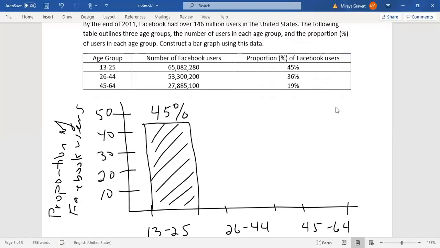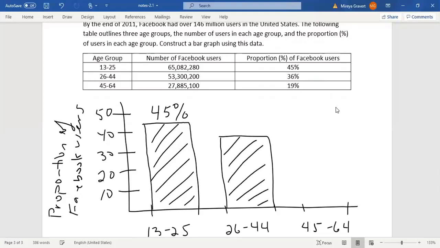The second category is ages 26 to 44, and the percent is 36. So I estimate about how high 36 is. It's about this high, and I draw my bar to 36%. And my last category, 45 to 64, the percent is 19. So I estimate how high 19% is, and draw my bar.